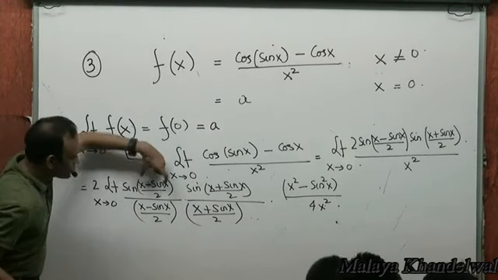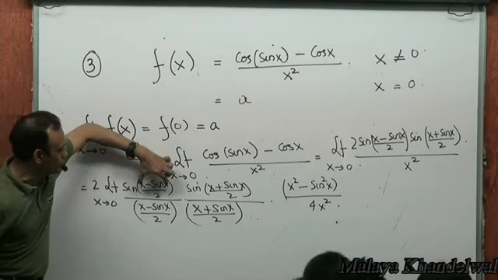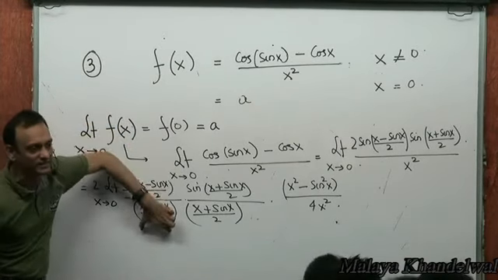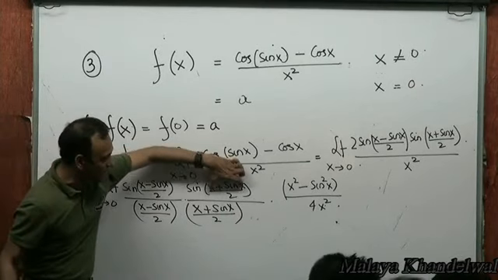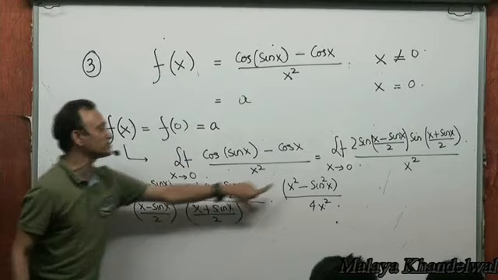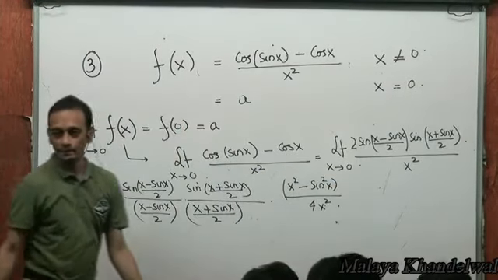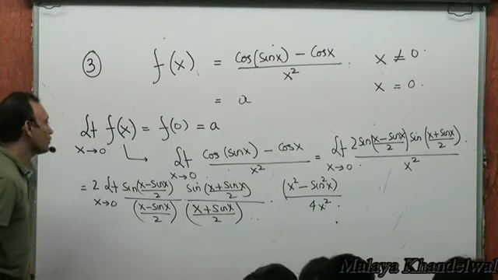Because as x tends to 0, x minus sine x by 2 also tends to 0, so I had to bring it to the form sine theta by theta as theta tends to 0. Same with this, sine theta by theta. Then I balanced these two terms, x square minus sine squared x by 4, and x squared I allowed to sit there neatly. Yes or no?